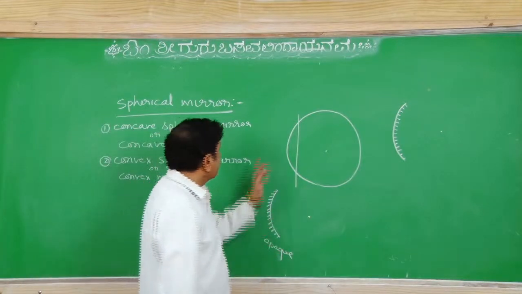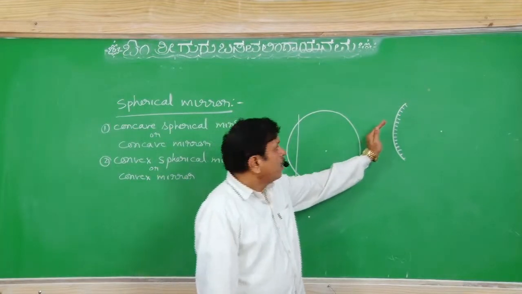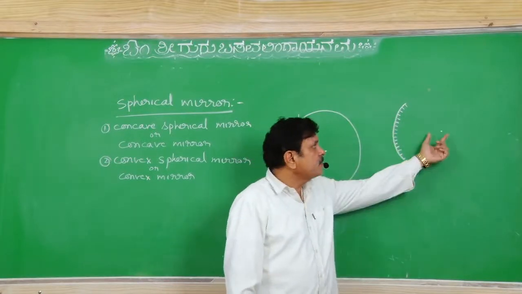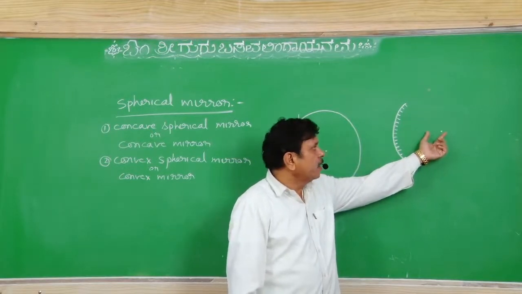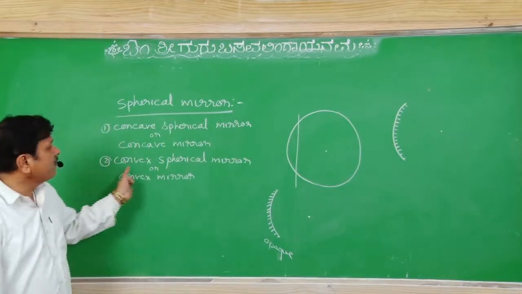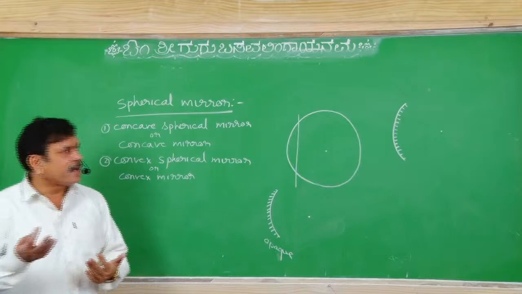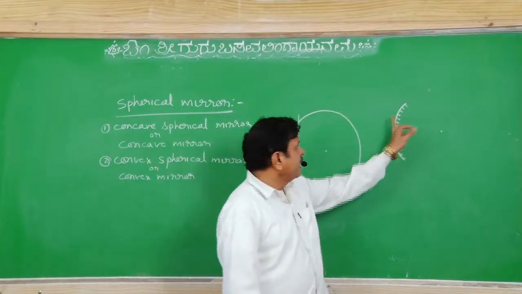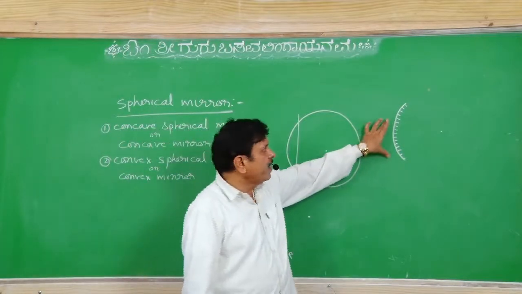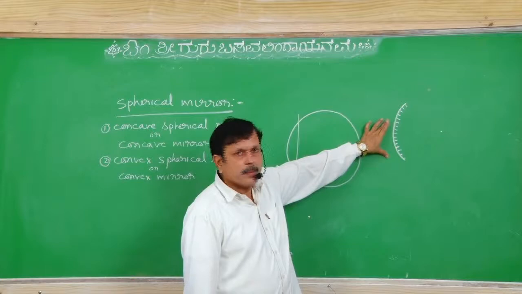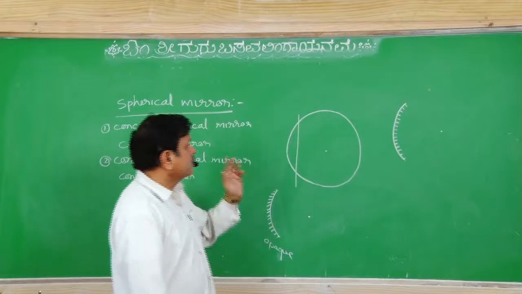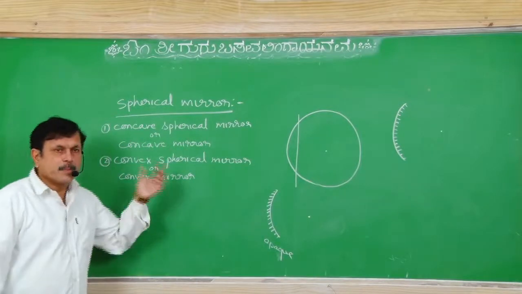It means a spherical mirror whose outer portion, away from the center of curvature, is made reflecting is called a convex spherical mirror. Generally we call this the concave surface and this the convex surface. So if the convex surface of a spherical surface is made reflecting and the concave surface is made opaque, then such a mirror is called a convex mirror.